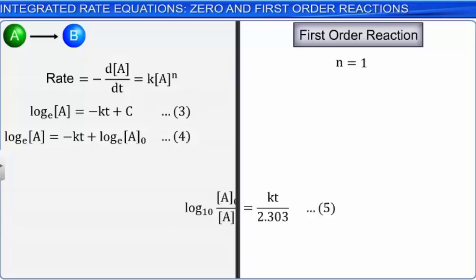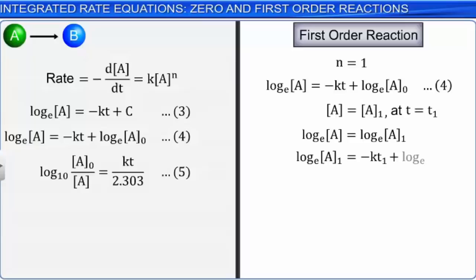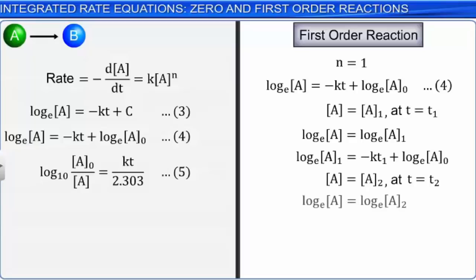If the concentration of A is A1 at time t1, then we can represent equation 4 as log concentration of A1 to the base e equal to -k multiplied by t1 plus log concentration of A0 to the base e. Similarly, if the concentration of A is A2 at time t2, we can represent equation 4 as log concentration of A2 to the base e is equal to -k into t2 plus log concentration of A0 to the base e.